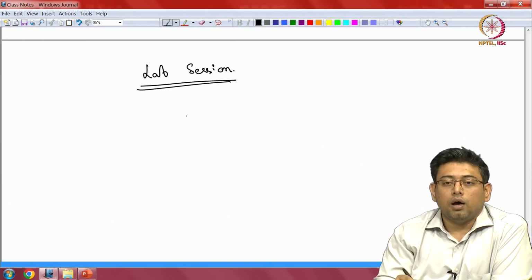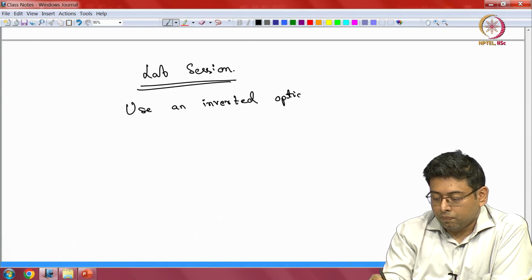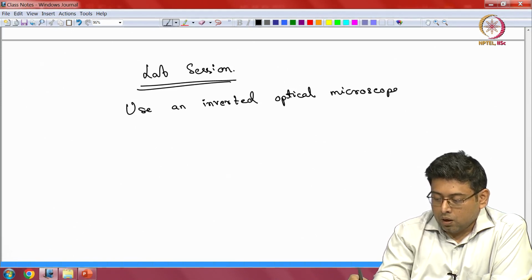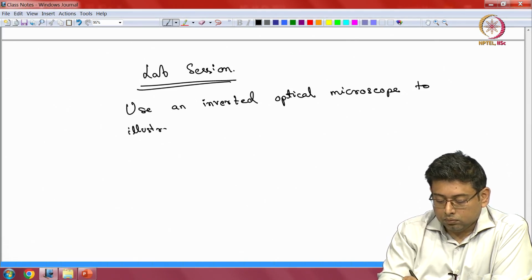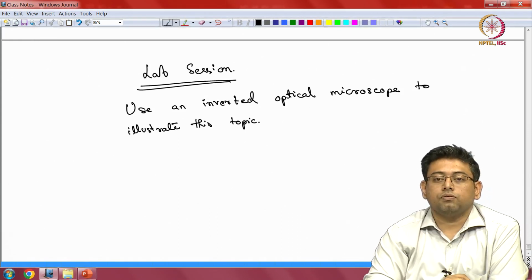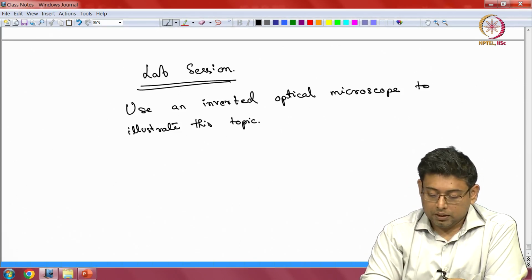We will use an inverted optical microscope to illustrate this topic, which is light and matter interaction and how it results in different types of images.